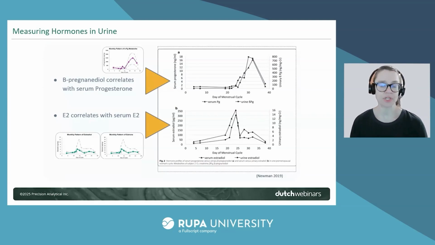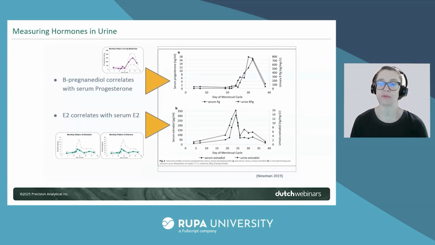We don't really pee out progesterone. We're peeing out progesterone metabolites. Primarily, beta pregnanediol is our most predominant. And you can see we've mapped out on that top graph urinary beta pregnanediol against serum progesterone throughout the cycle. There's a really strong correlation. And then down on the bottom, we see the same thing with urinary estradiol.